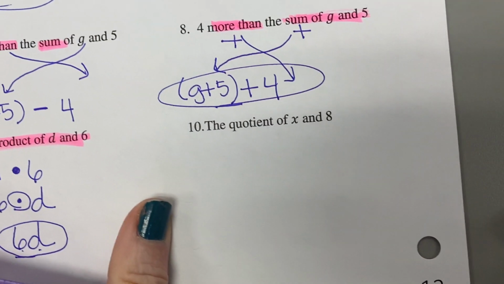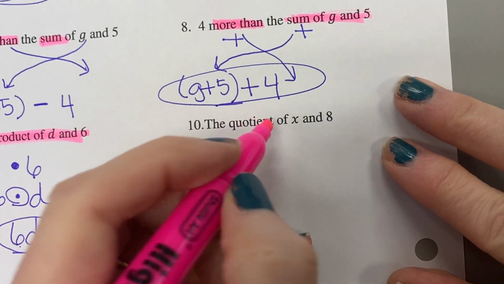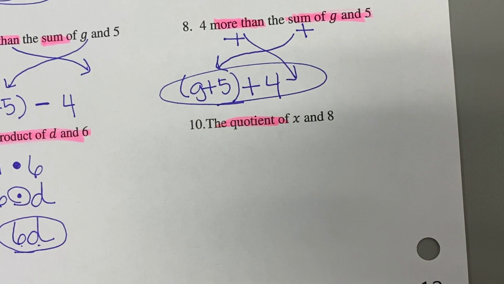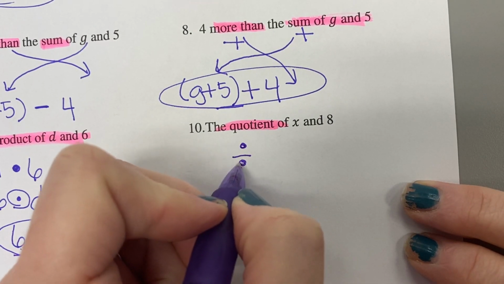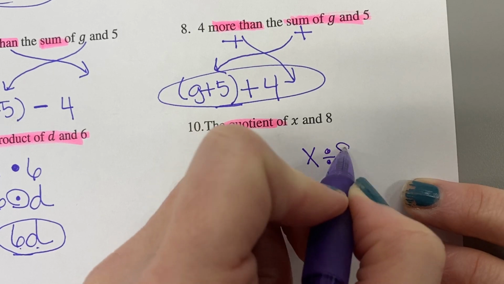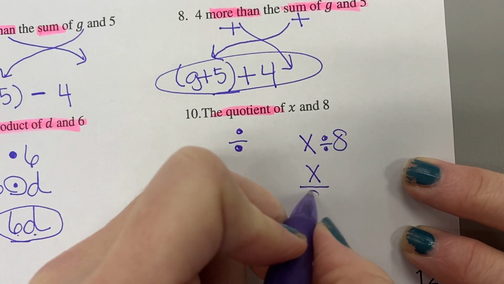And last but not least, the quotient of x and 8. The quotient of x and 8. Okay, there we're going to have division. So let's do x divided by 8, which of course we could write as x over 8.